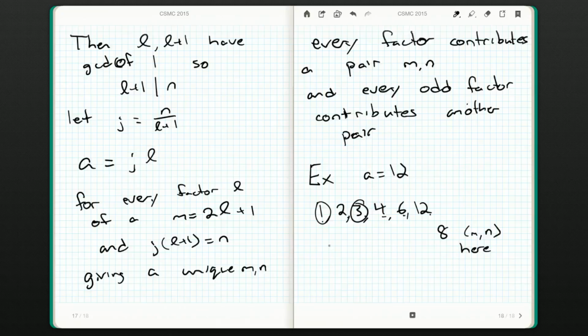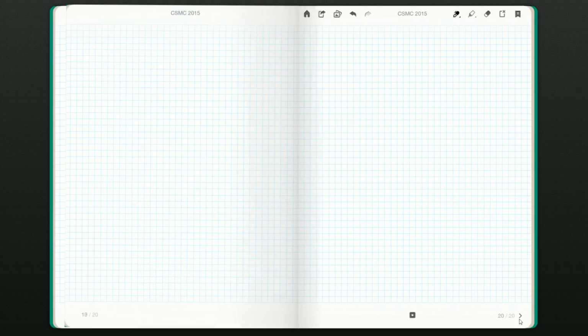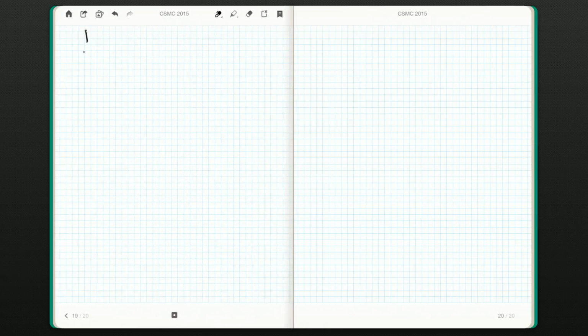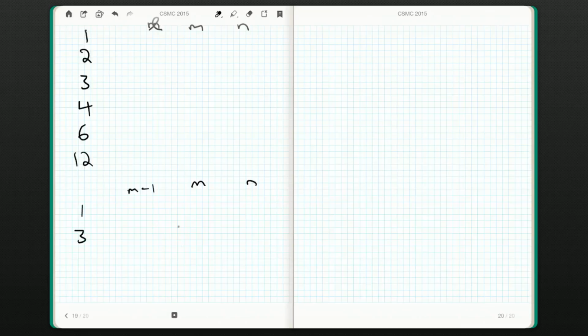Okay, so let's double check here. So for if L is 1, okay, we're gonna go over to another page and we're gonna make a big chart. So 1, 2, 3. What's gonna be our, for this one, it'll be L. We have an m and we have an n. 4, 6, 12, and then for our odd factors 1 and 3, what's going to be our m minus 1, our m, and our n. Okay.